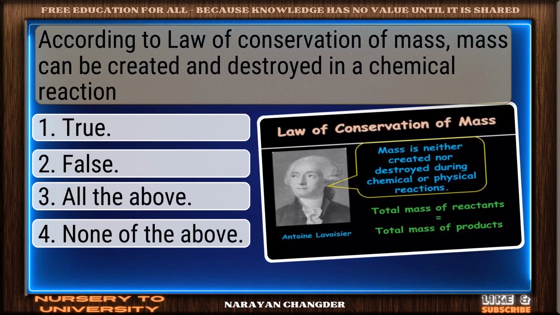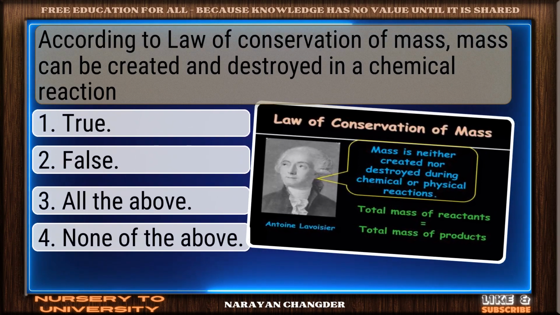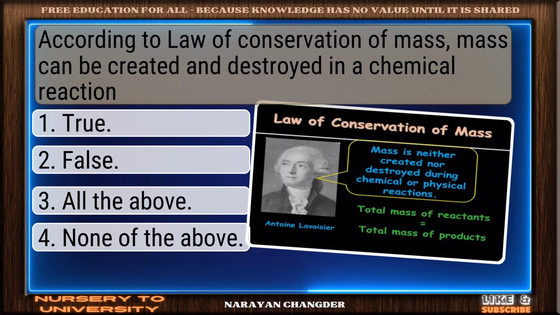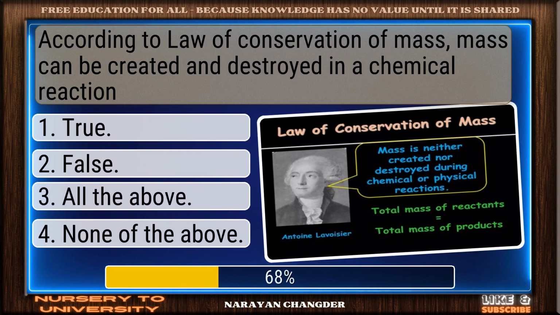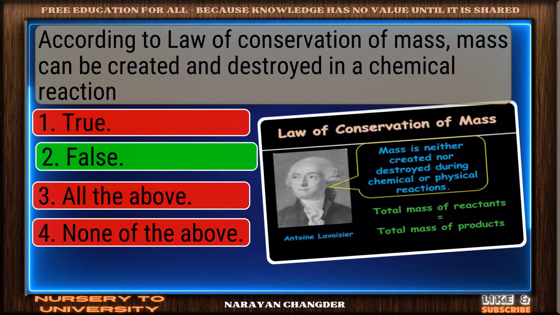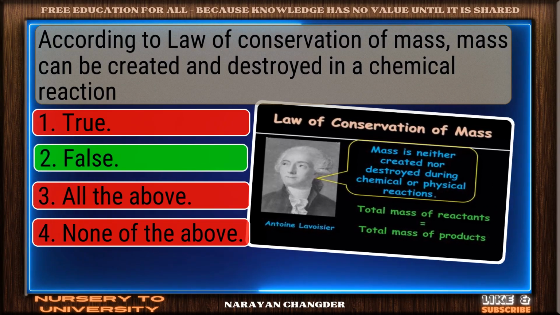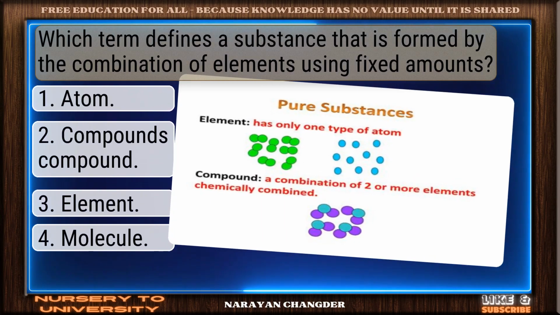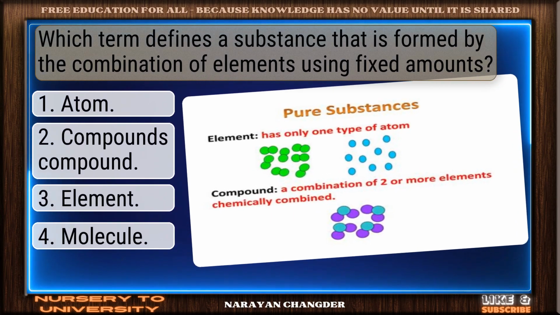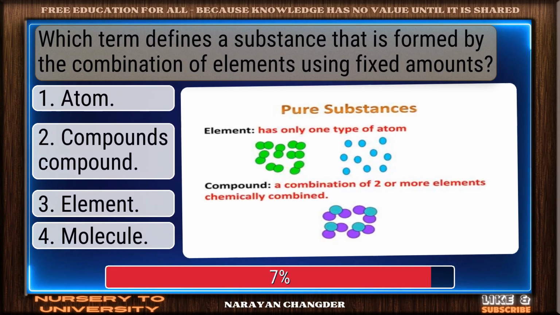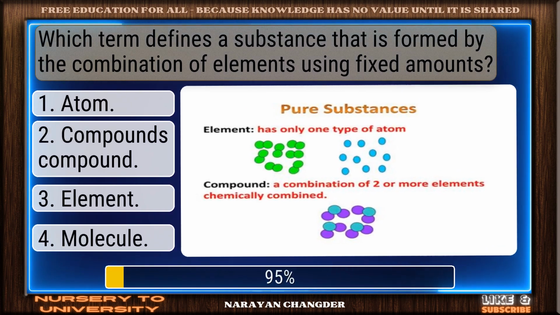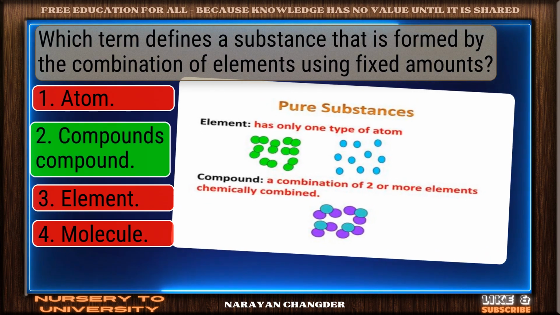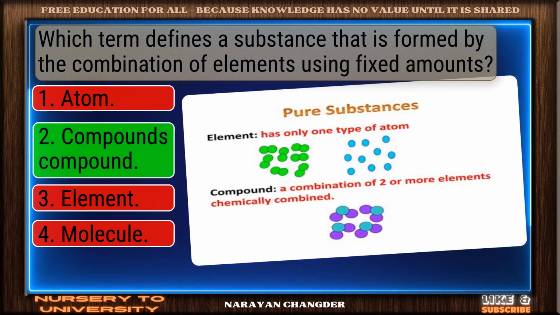Question number 44. According to law of conservation of mass, mass can be created and destroyed in a chemical reaction. Smart move. False is an accurate answer. Question number 45. Which term defines a substance that is formed by the combination of elements using fixed amounts? Nice work. You chose compound and it is correct.